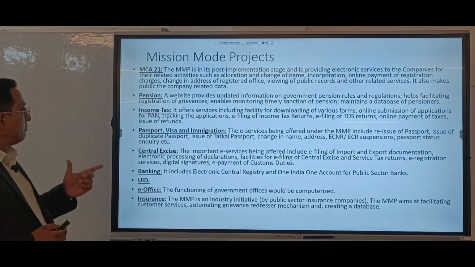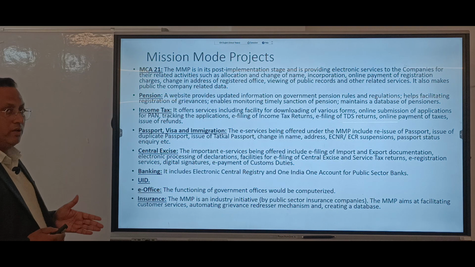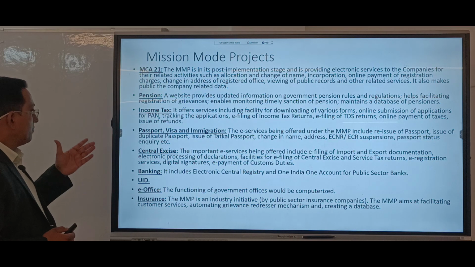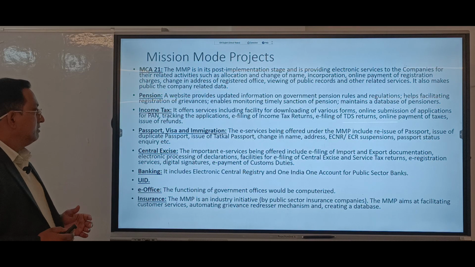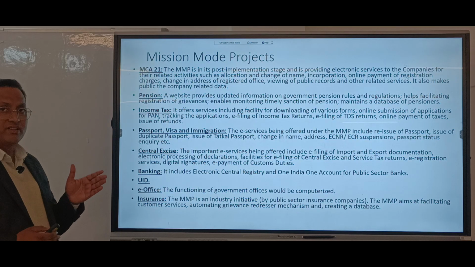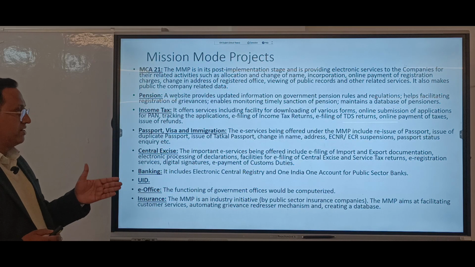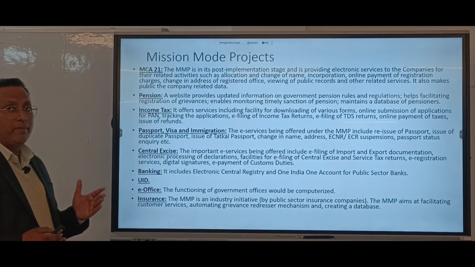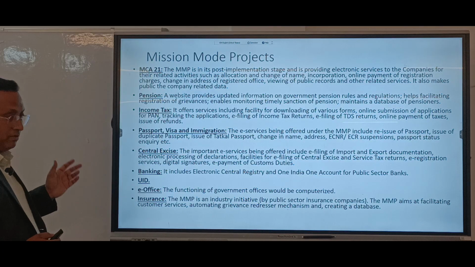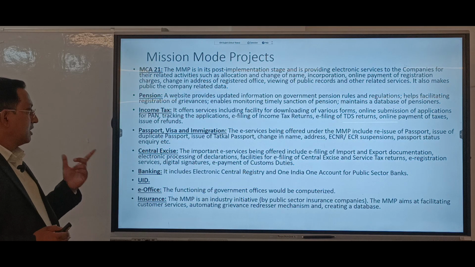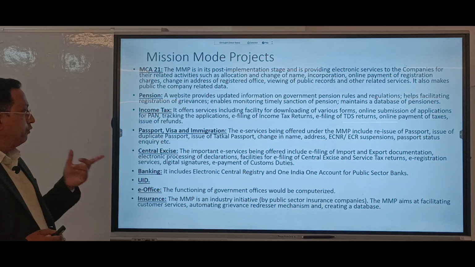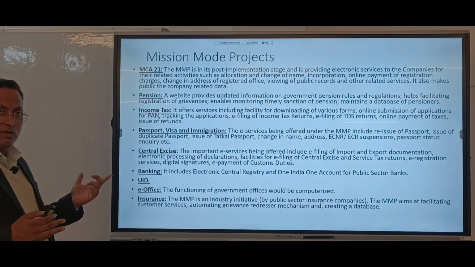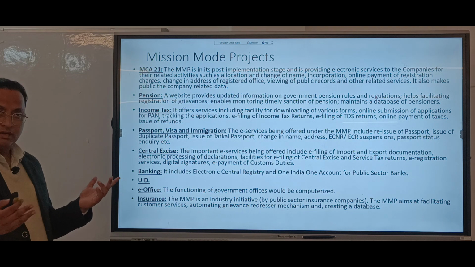The important e-services being offered include e-filing of import and export documentation, electronic processing of the declarations, e-filing of central excise and service tax returns, e-registration services, digital signatures, and e-payment of the custom duties. It includes electronic central registry and One India, One account for public sector banks. Know about that? We all citizens have the Aadhaar card.